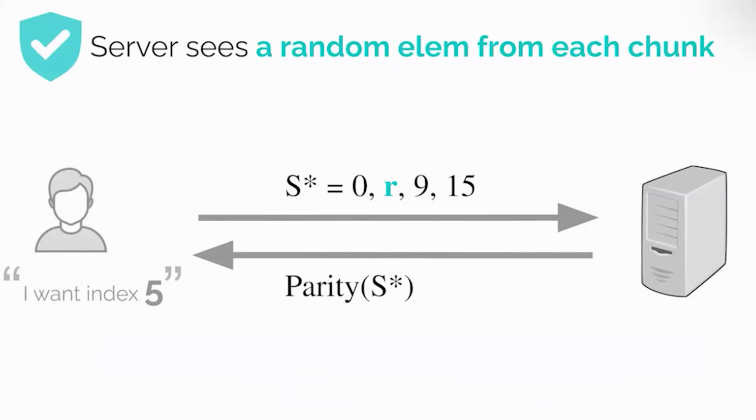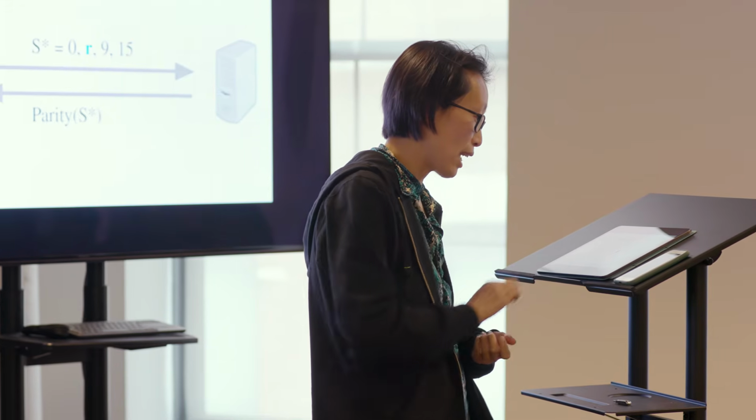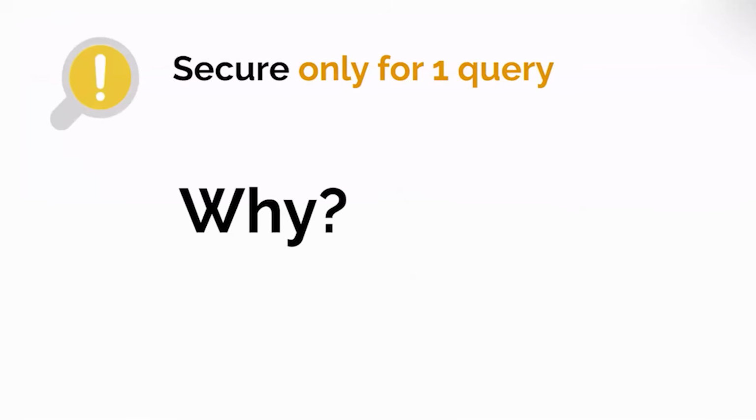The security of the scheme is easy to see because this set S star just contains a random element from each chunk, and it's independent of my query because I did this replacement. Okay, so you might think we've solved the problem, but actually there's a catch, because the scheme so far works only for one query. If you make more than one query, it's not secure.